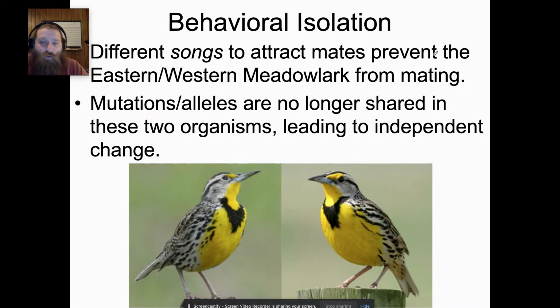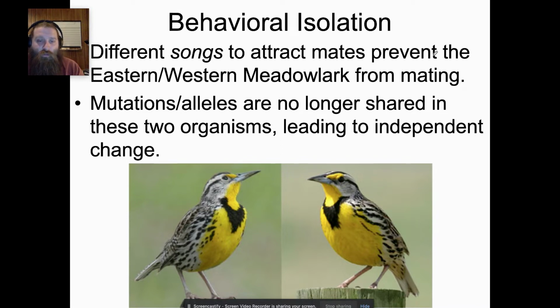Behavioral isolation is pretty simple to identify. Different songs in different birds are used to attract mates. When you look at the eastern versus the western meadowlark, they have a different song. So even though they look very, very similar, and they are both meadowlarks, the song that they use to attract a mate is different. A western meadowlark will not respond to the song of an eastern meadowlark. So the mutations and alleles that are present in the eastern meadowlarks are not shared in the western meadowlark population, which does lead to independent change in each group.